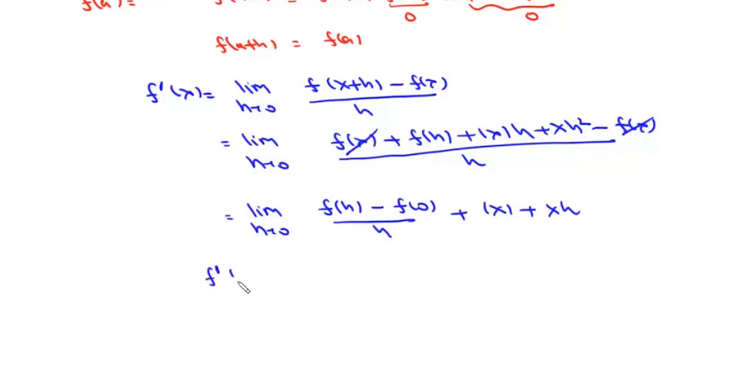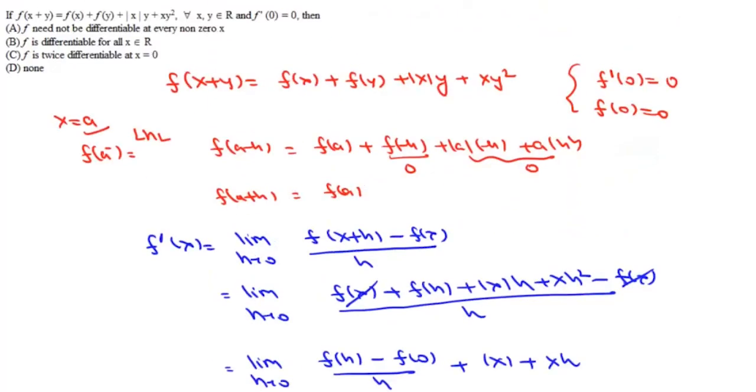So we can write this as f dash x as f dash 0 plus mod x plus 0, and we are given that f dash 0 is 0. So basically f dash x is equal to mod x. Now since f dash x is continuous, this function is differentiable for all x belongs to R. So answer to this question is option B, f is differentiable for all x belongs to R.